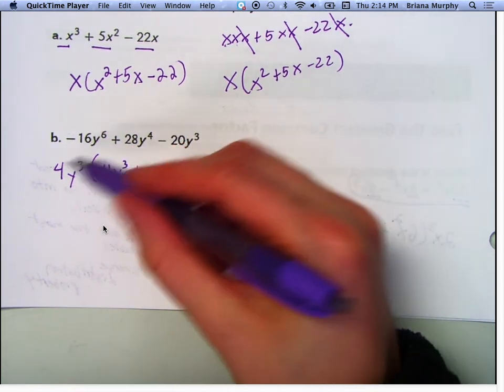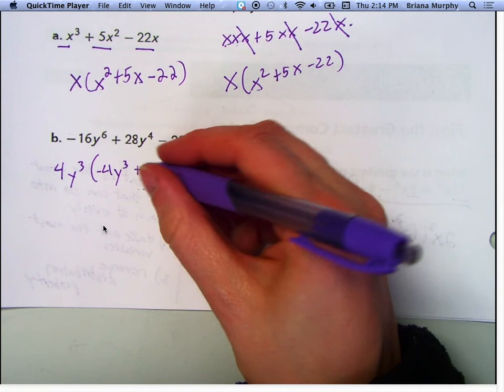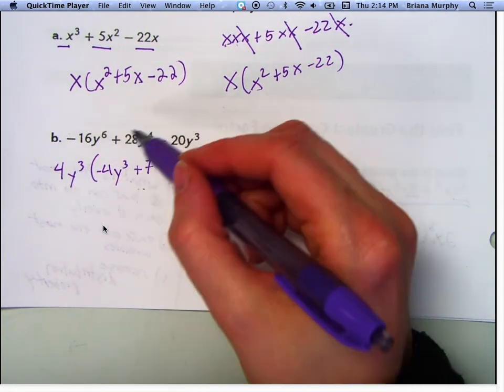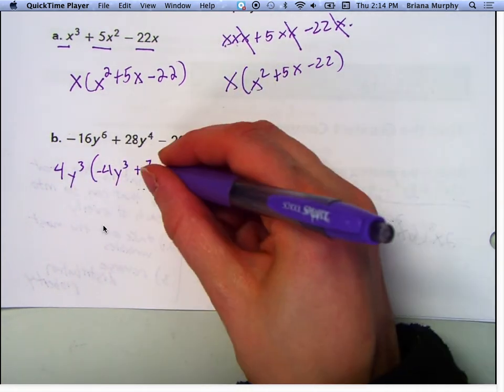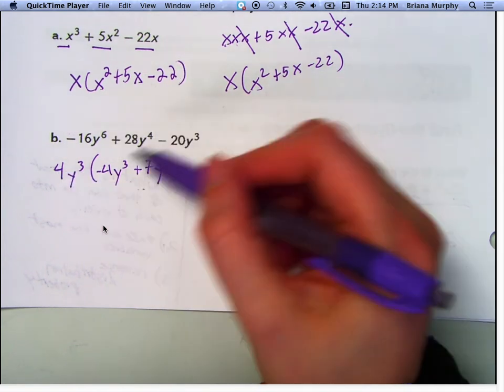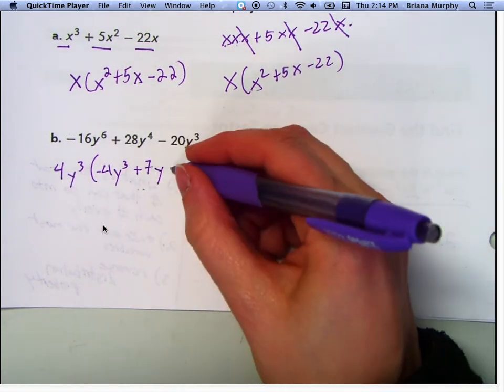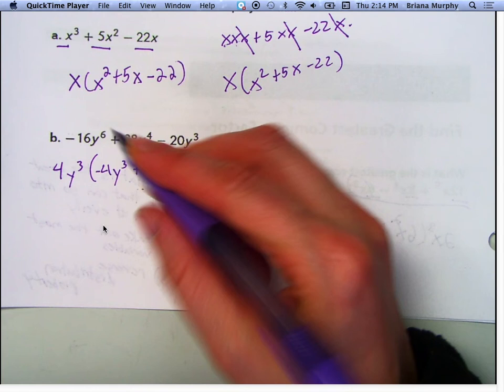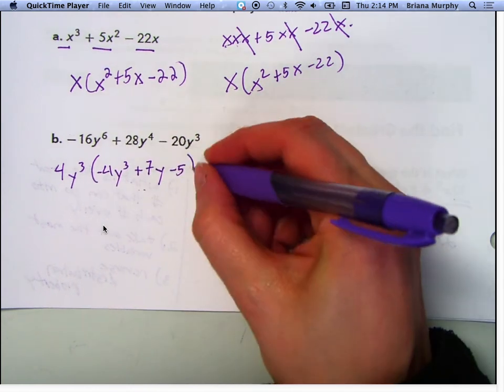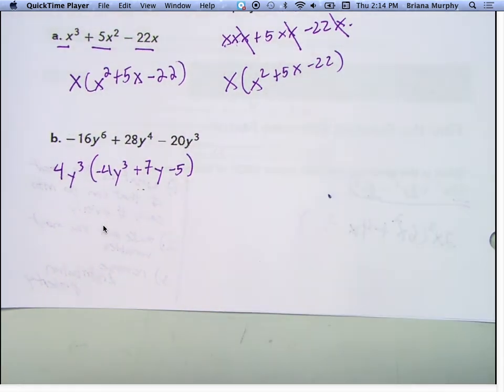4 times what gives me 28? 7. y to the 3rd times what gives me y to the 4th? Y. 4 times what gives me negative 20? 5. And y to the 3rd, we just get that. We good?